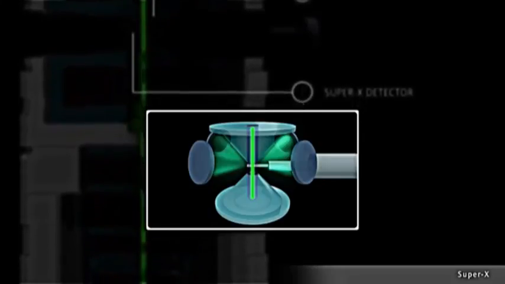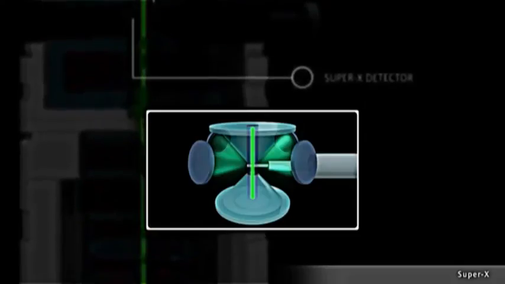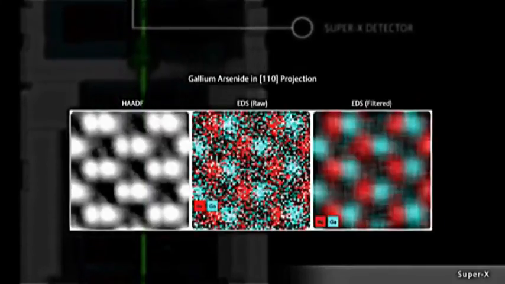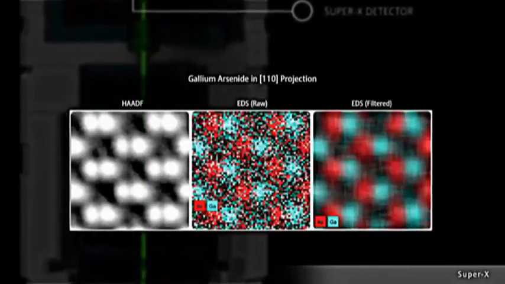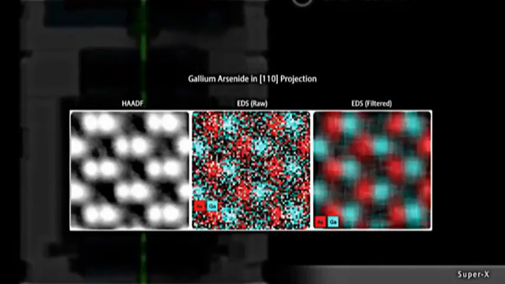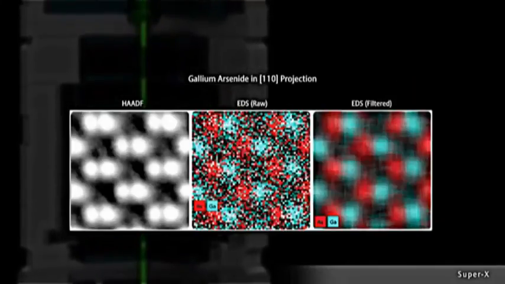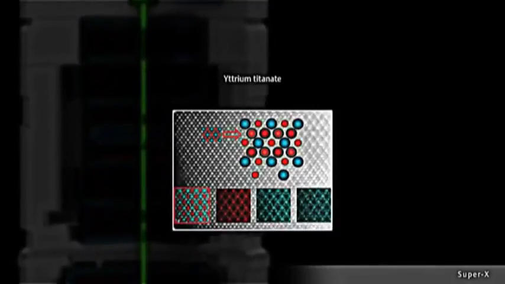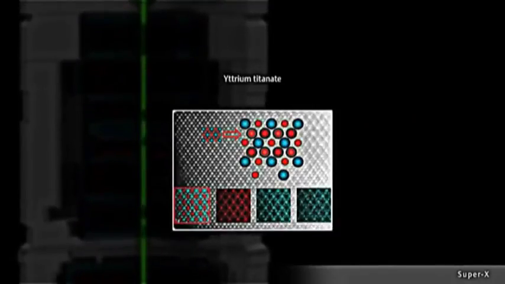In combination with the probe CS corrector, the Super-X detector enables atomic chemical mapping, as shown in the example of gallium arsenide in 110 projection. The polarity of the structure can be visualized by the additional information of the different chemical content of the dumbbell structure. Even the difference in chemical composition between mixed and pure atomic columns can be detected, as shown in this example of yttrium titanate.